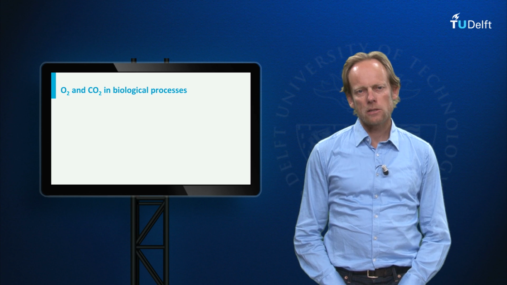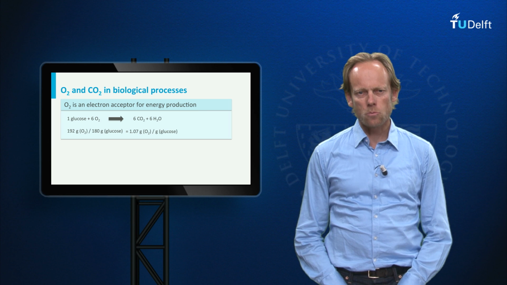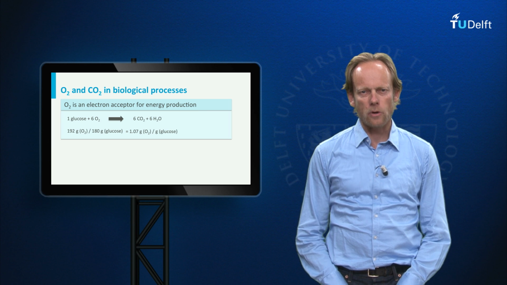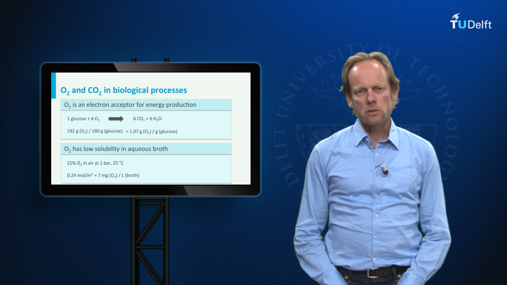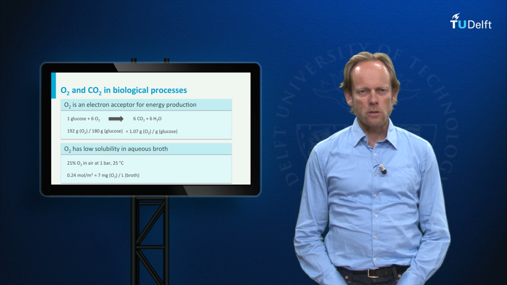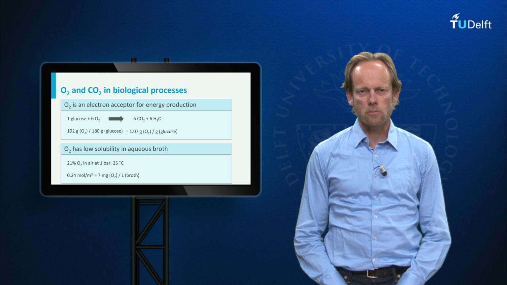You can estimate the relative transfer requirements based on simple stoichiometry. Taking glucose catabolism as an example, you can calculate that 1 gram of oxygen is required for every gram of glucose consumed. A problem with oxygen is that the solubility in water is very low, with about 7 milligrams per liter, making it difficult to transfer the oxygen from the gas bubbles to the liquid.